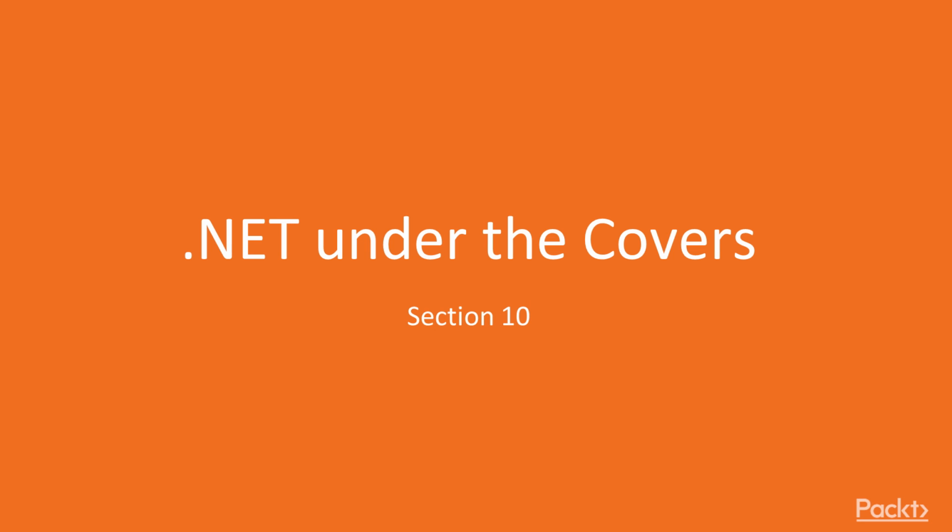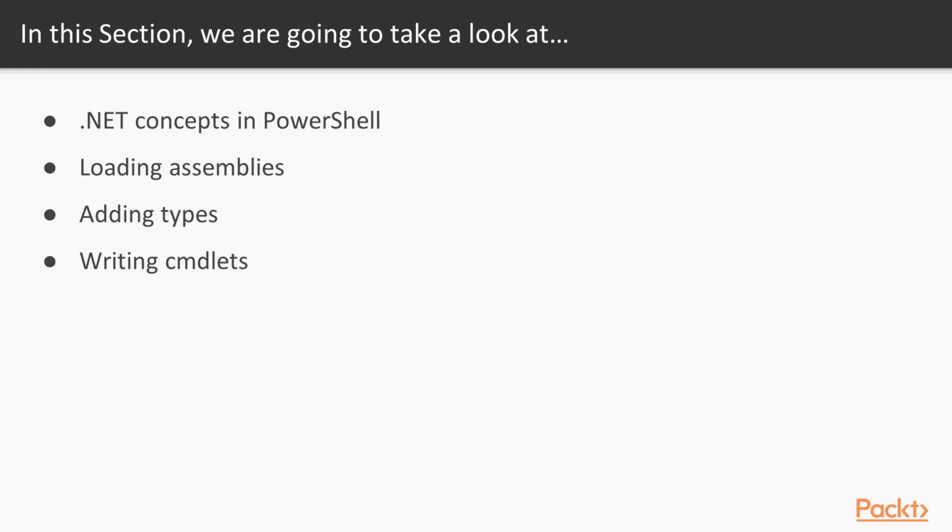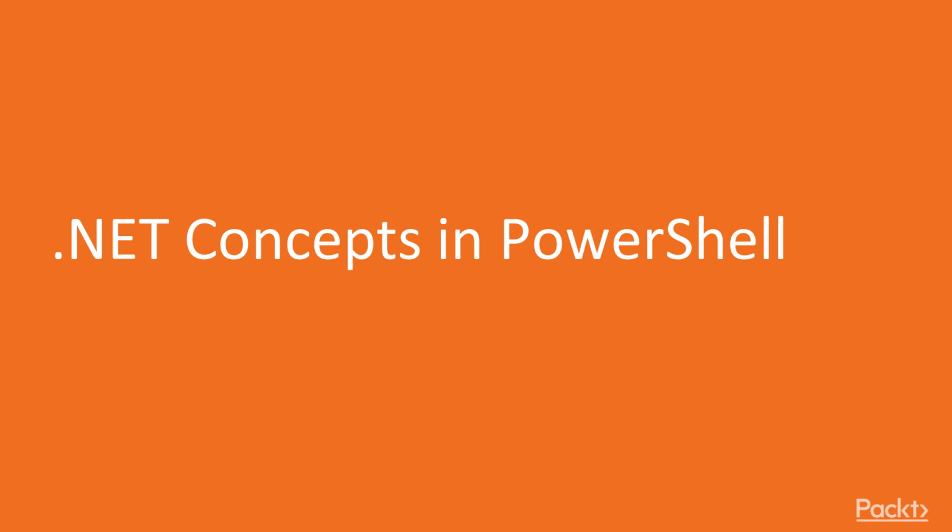Hi, and welcome to section 4, .NET Under the Covers. In the previous section, we saw how we can handle modules in PowerShell, and in this section, we take a peek under the covers and look at the .NET runtime. In this section, we will take a look at some basic .NET concepts in PowerShell, loading assemblies, adding types, and writing commandlets. Now we move on to the first video of this section about .NET concepts in PowerShell.